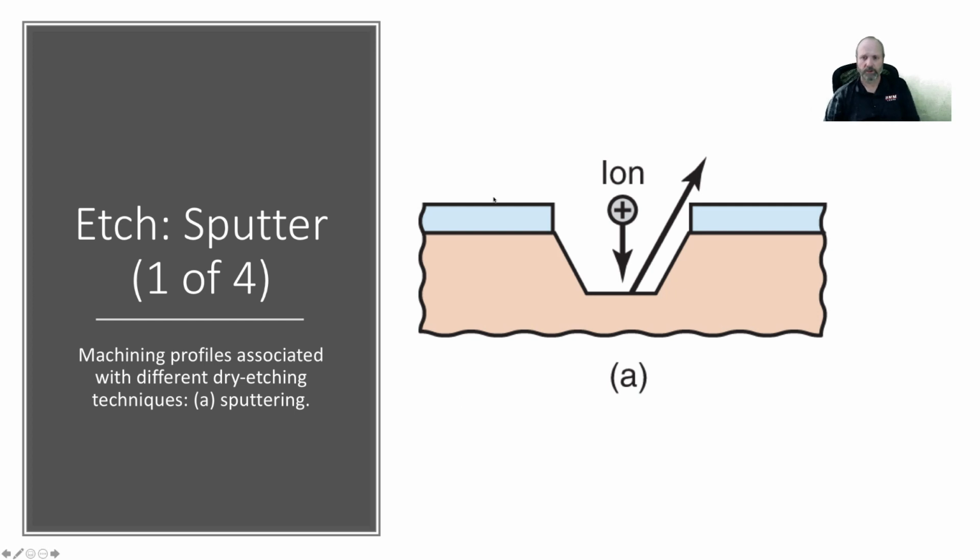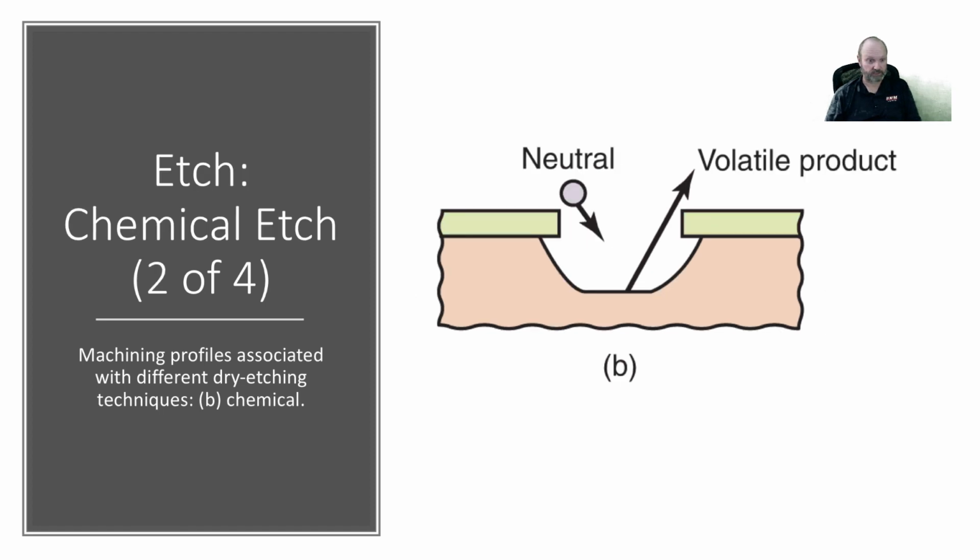Okay, so you accelerate the ion, it hits the material and knocks off a piece of that material. It'll also hit whatever you have protecting it. In the blue that you see here is your hard mask, and it can also be a photoresist. So it just depends on the chemistry and what you're trying to etch.